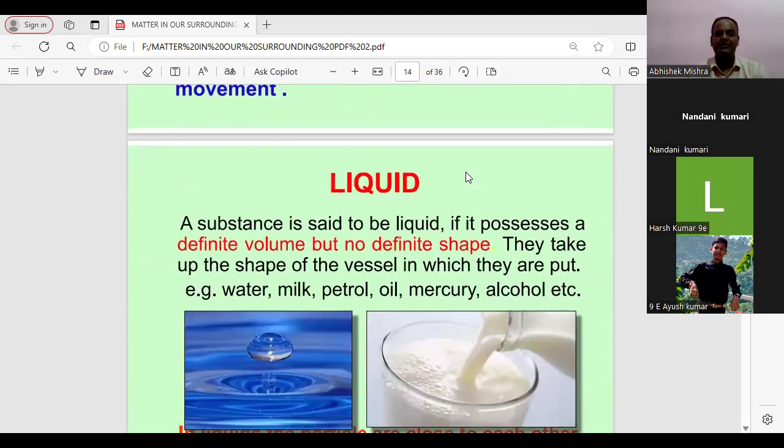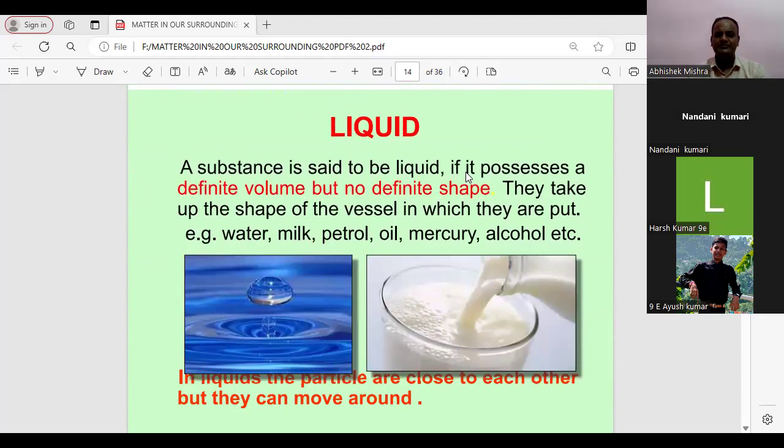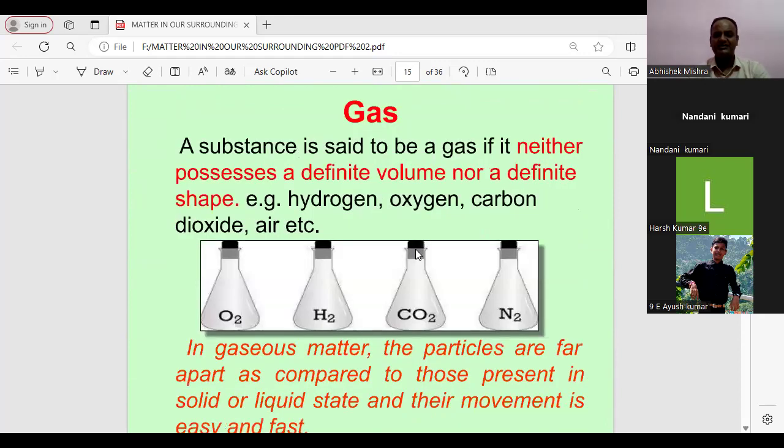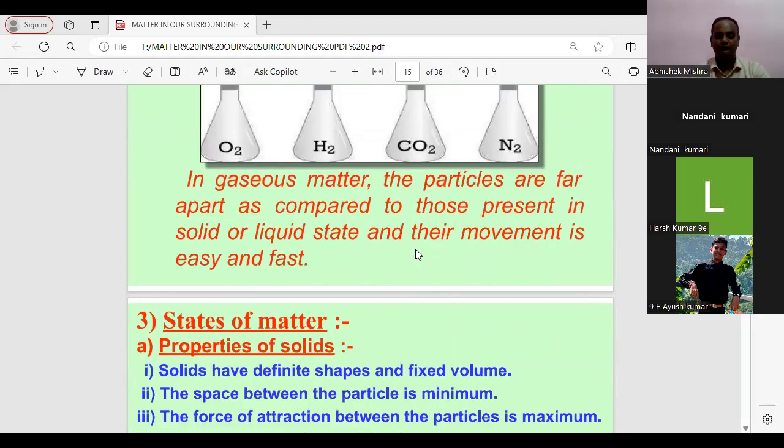Okay. Then we will be coming to liquid. A substance is said to be liquid if it possesses a definite volume but no definite shape. And they take the shape of the vessel in which they are put. That means it is taking the shape of the container. Particles are definitely close to each other, but they can move around. And gas is neither possessing a definite volume nor a definite shape. For example, these are the names of some gases. In this, the particles are far apart as compared to those present in solids and liquids, and their movement is greater.